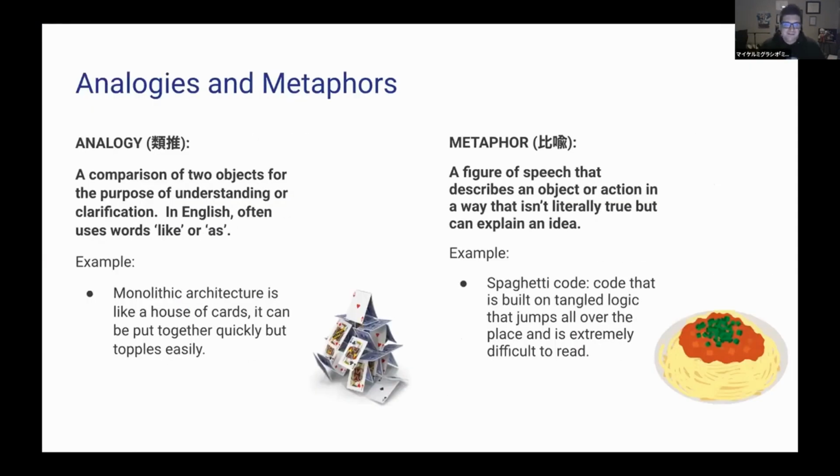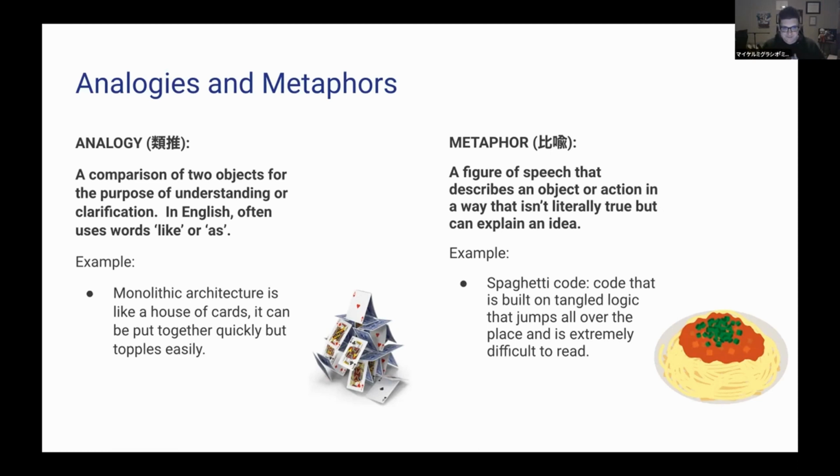First, we'll talk about figures of speech. So in English, we can often use analogies and metaphors to help make comparisons between technical concepts and the real world. So analogies describe a likeness or relationship between two objects. So something like monolithic architecture is like a house of cards. It can be built quickly, but it falls apart just as easily. So in reality, monolithic architecture is not literally a house of cards, right? It's infrastructure, but they're both easy to build and also easy to break.